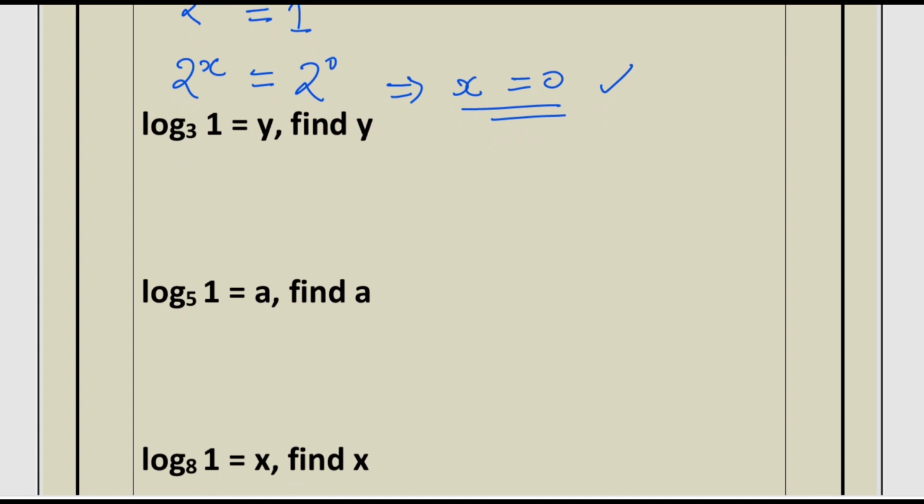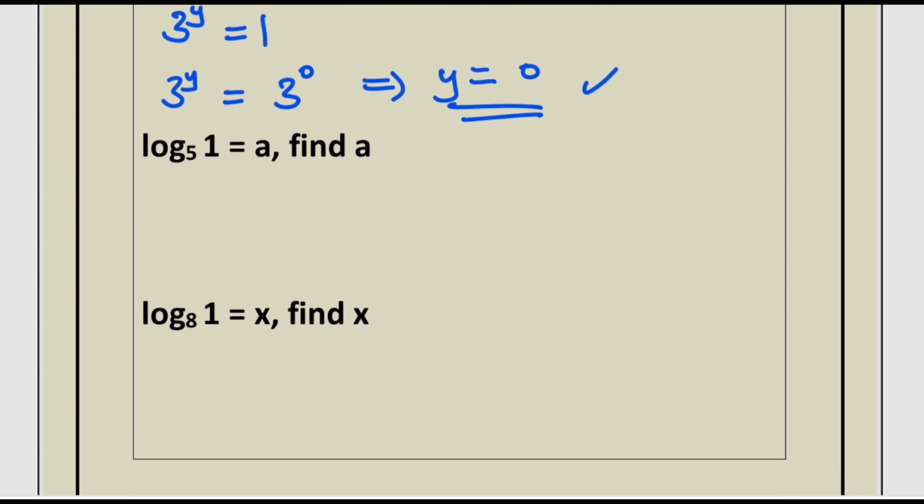The next, log to base 3 of 1 is equal to y. What is the value of y? So we start by writing this to index notation. We shall have 3 raised to power y is equal to 1. Now in this case, we are going to convert 1 to base 3. So we shall have 3 raised to power y is equal to 3 raised to power 0. Why? A number raised to power 0 is equivalent to 1. Now in this case, y is equal to 0.